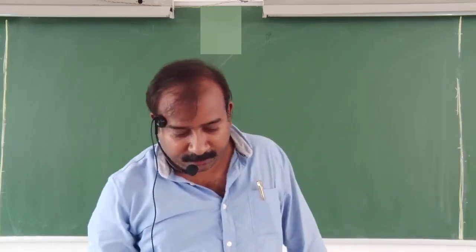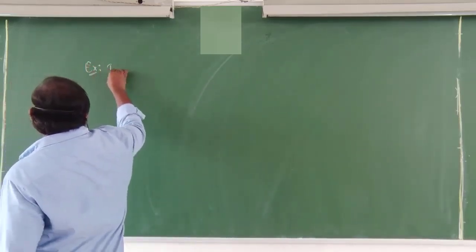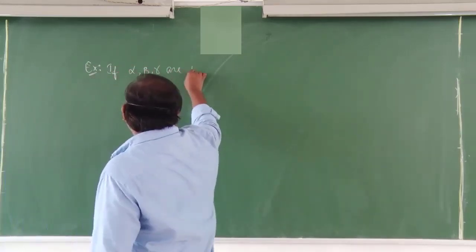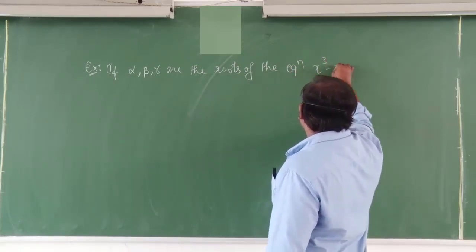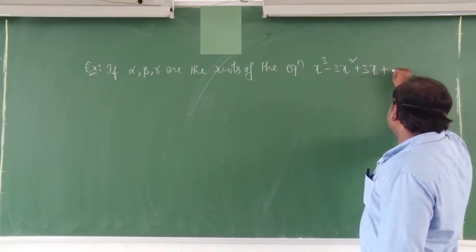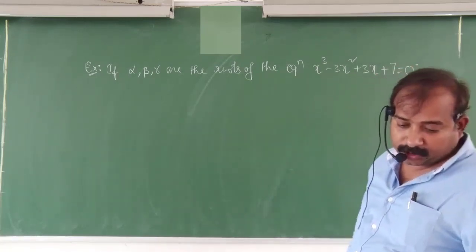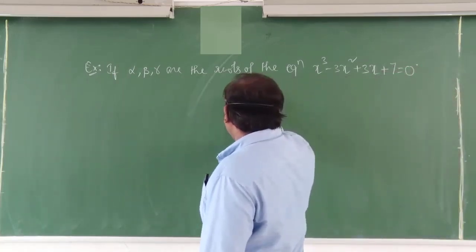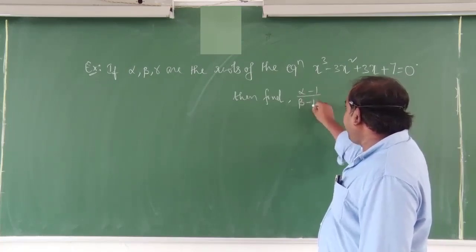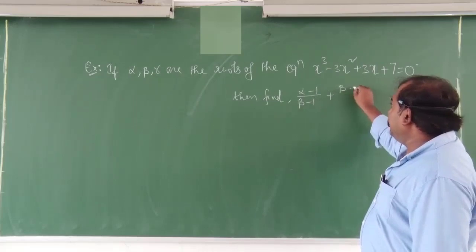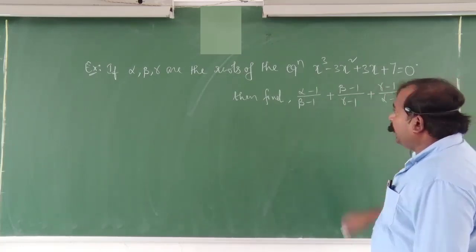Now, one example is given here. If alpha, beta, gamma are the roots of the equation x cube minus 3x square plus 3x plus 7 equal to 0, then find the value of alpha minus 1 by beta minus 1 plus beta minus 1 by gamma minus 1 plus gamma minus 1 by alpha minus 1.